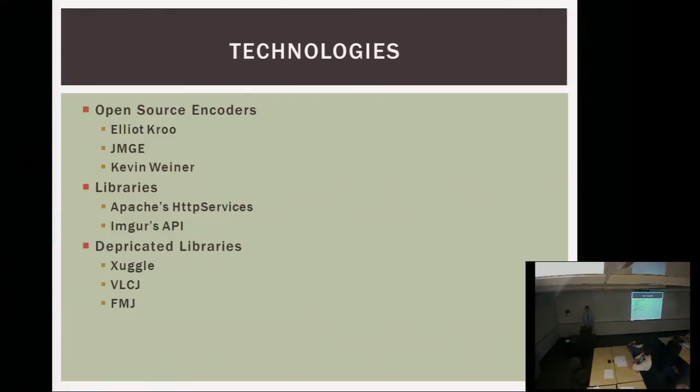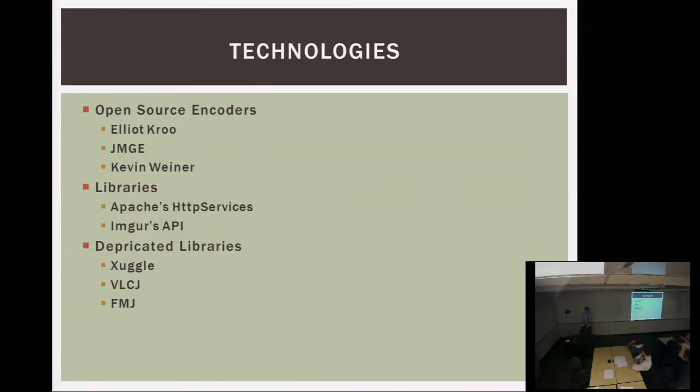The open source encoders that I found were Elliot Cruz, JMGE, and Kevin Weiner's. And the libraries that I ended up using in my projects were, again, HTTP services, which is a convenient way to call methods programmatically, such as the one to upload images to Imgur. And then, of course, Imgur's API, because that's what I was making calls to. And some of the deprecated libraries that I got stuck with were Zuggle, VLCJ, and FMJ.